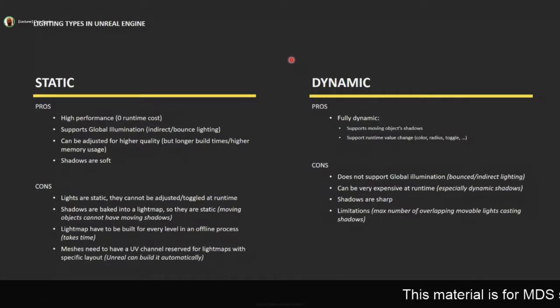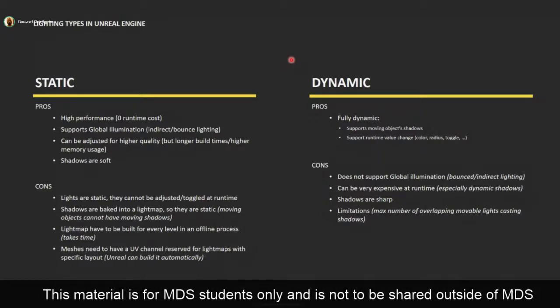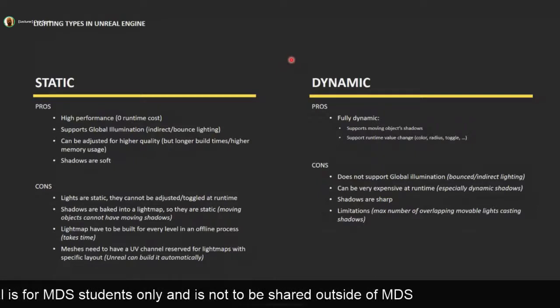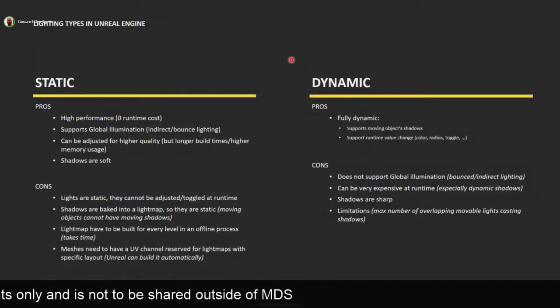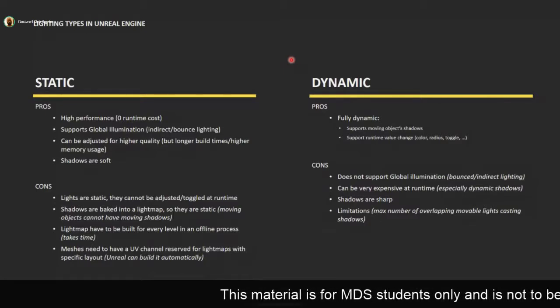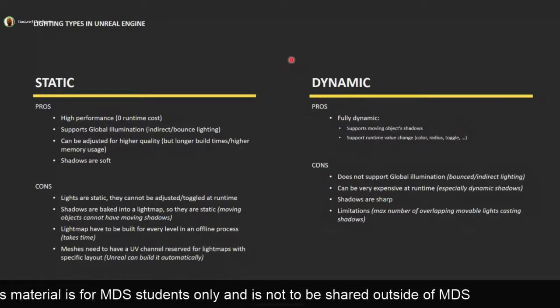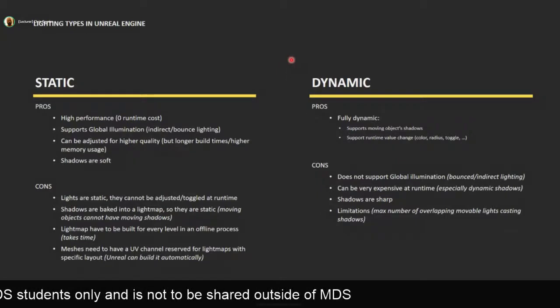Don't worry too much if you don't understand 100%. Global illumination just basically means that you get way more accurate, realistic lighting because the lighting is bouncing around the level. Another pro is that you can adjust it for much higher quality. The price is that it will take longer to build. I'll get back to what that means in a second. And then the shadows in a static lighting setup are nice and soft. They look way better.